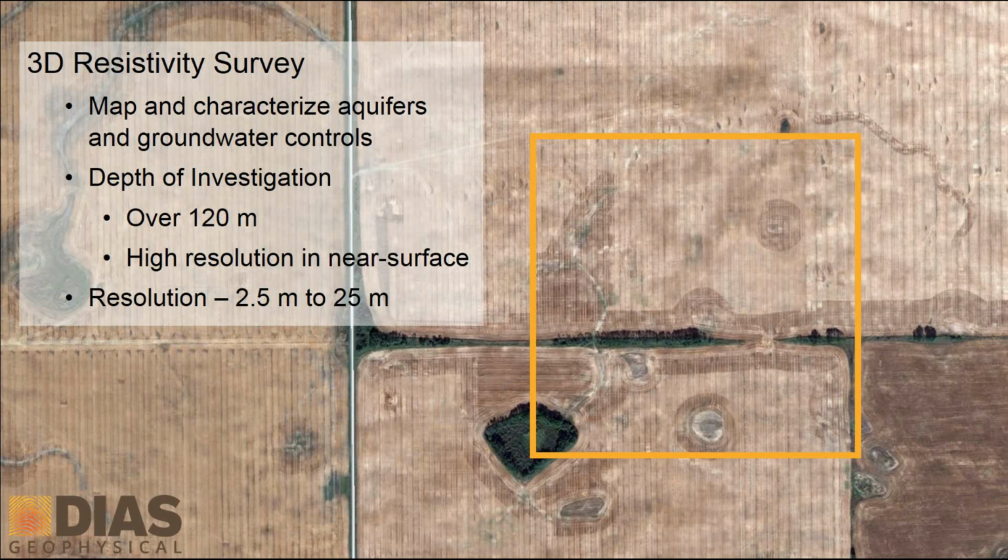And the reason for that is because we need to understand the interaction between the water that's entering the system from rain or snow or whatever in the spring and the aquifers that are there already. So we needed to achieve a resolution of 2.5 meters in the near surface, and then increased resolution to that depth of about 150 meters.